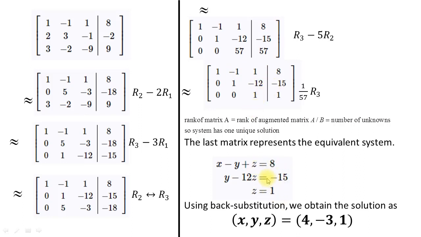Now using back substitution, we obtain the value of z is 1, and putting the value of z in this equation, after simplification we obtain the value of y as minus 3, and putting the values of y and z in this equation, we obtain the value of x. So this system has a unique solution.